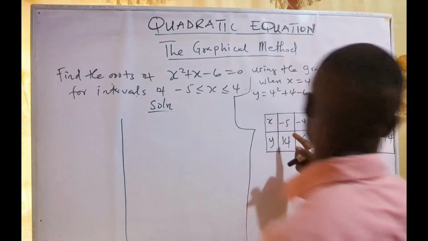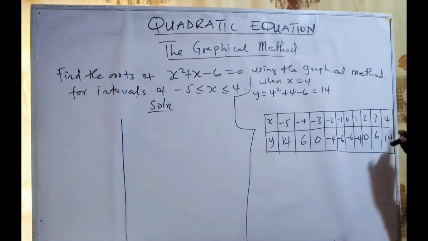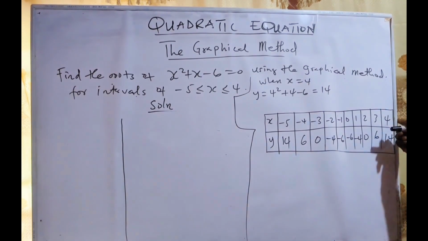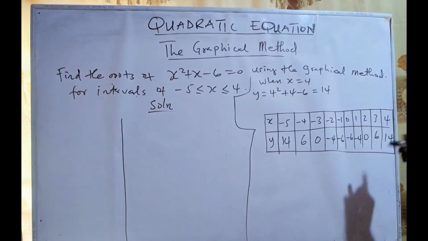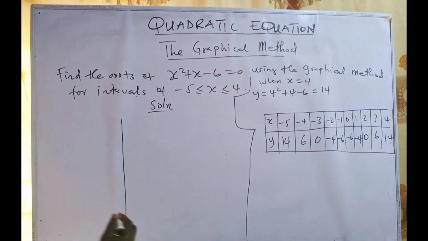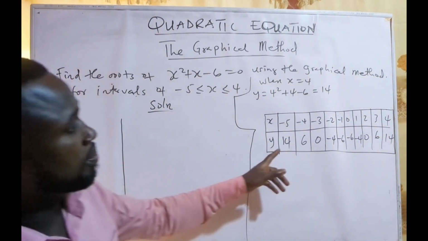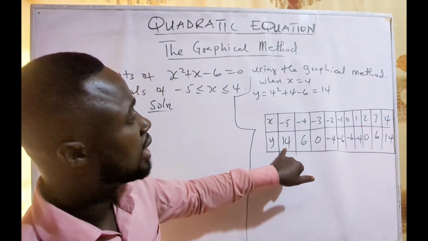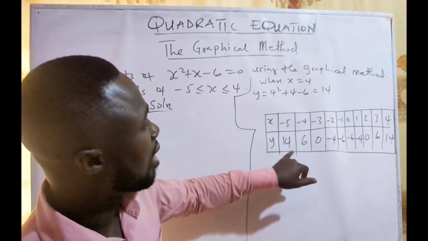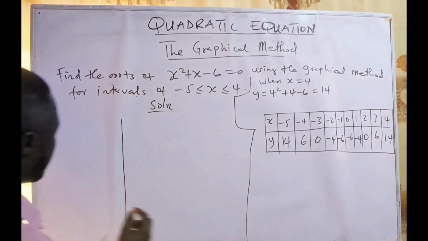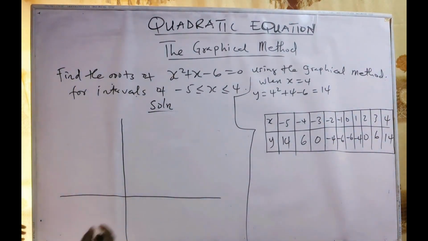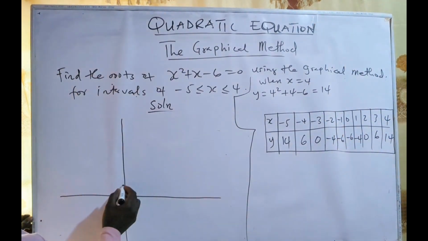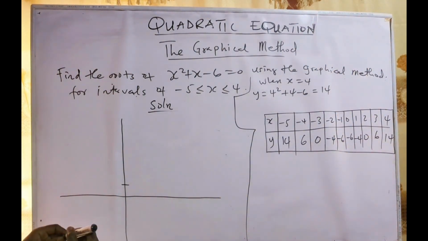Let me see. On the x side, starting from negative 5 to positive 4, you can pick 2 centimeters to 1 unit, alright? And then on the y axis up to 14, you can pick 2 centimeters to 2 units, and that I believe will help us. Since the highest positive value of y is 14, and the least negative value is negative 6, let me bring the curve down here so that it can go there. So we are going to use 2 centimeters to 2 units on the y axis.